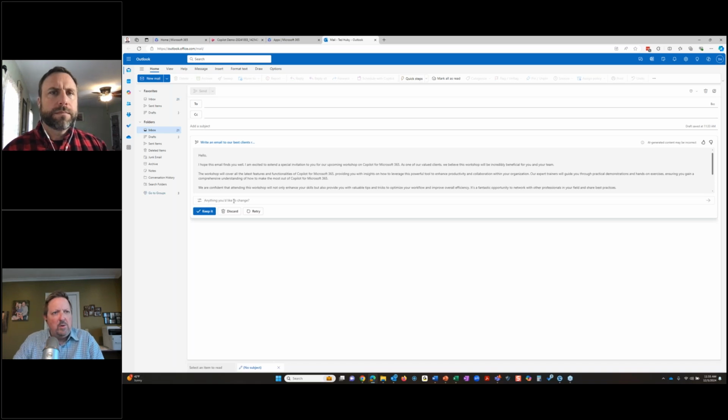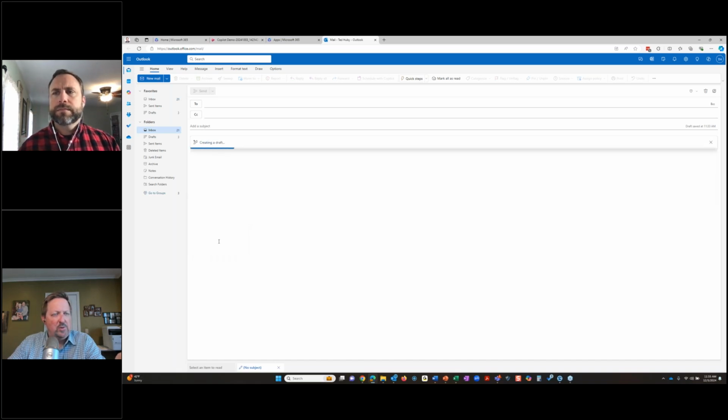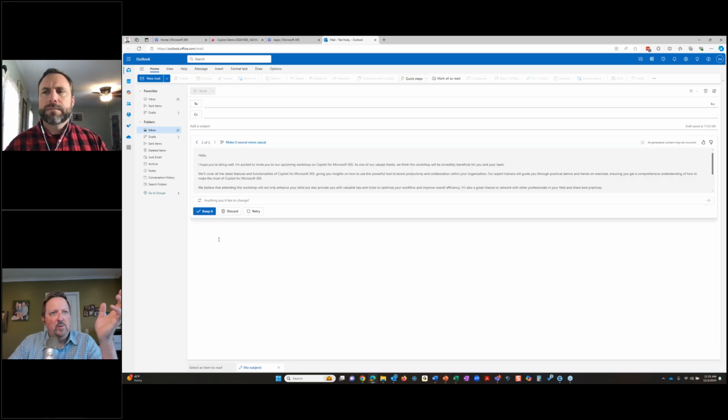Okay, the first thing I want to say when I look at this, I might go, this seems a little too formal. I want to make this a little more casual. And so Microsoft has these different prompt shortcuts already baked right in. So you can say, hey, make this more casual. And so it's going to rewrite it. And it just says, I hope you're doing well, right? So it just cuts to the chase more.